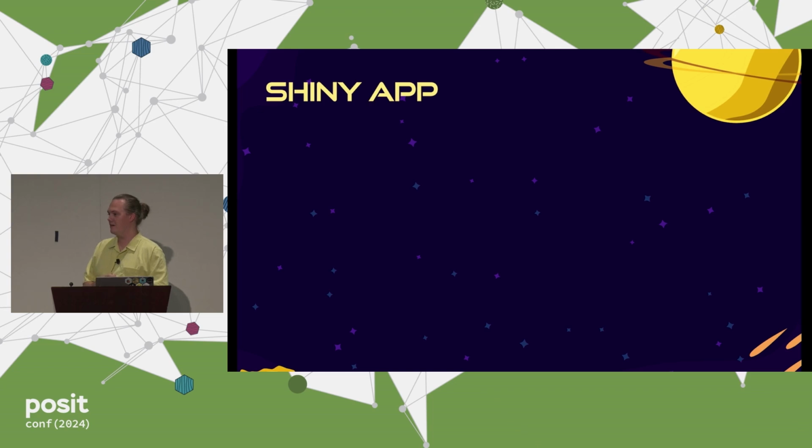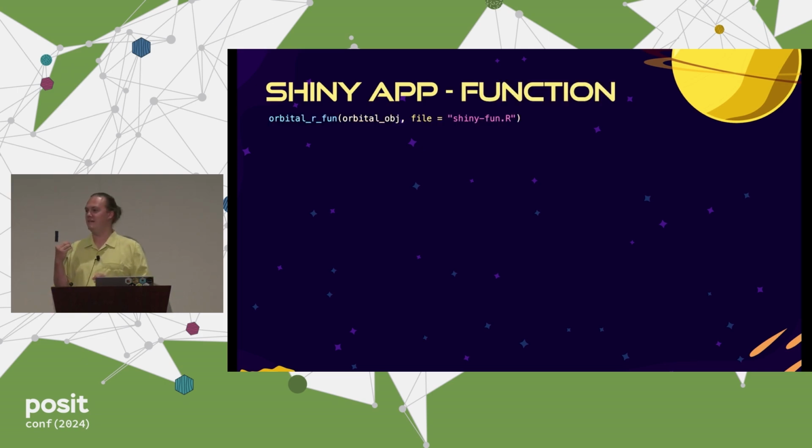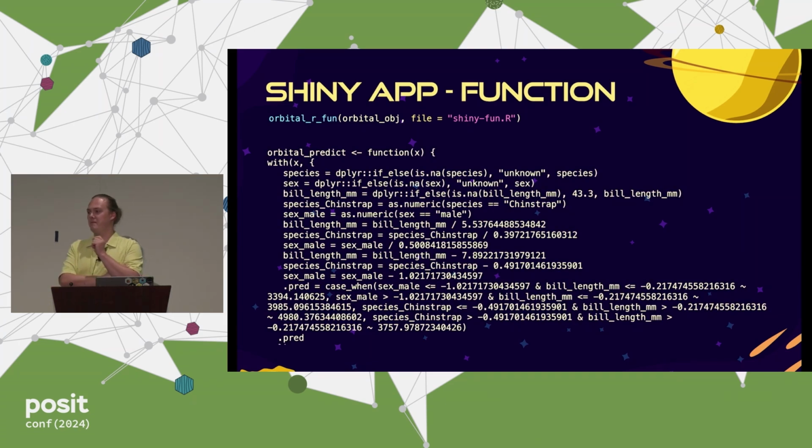Let's try another fun thing. So we're going back into R, but we want to do predictions, but we actually don't even want to use orbital. We just want to spin up a Shiny app, and we want to have it lean and mean, so it runs fast and has everything you need. To do that, first we need a function that does the prediction. So we have a function here called orbital_rfun. You give it the orbital object and a file name, and it will write to a file a function definition that, when applied to a data set, produces predictions that are equivalent to the predictions we saw before.